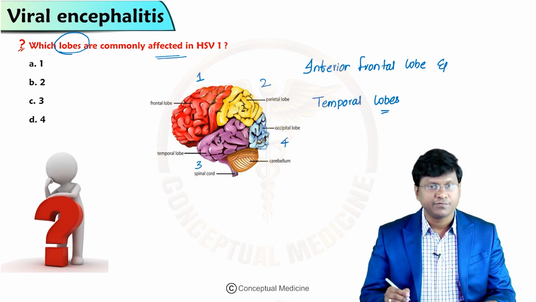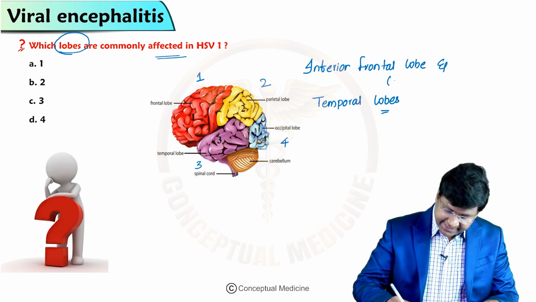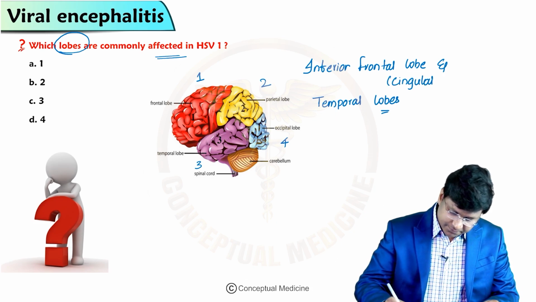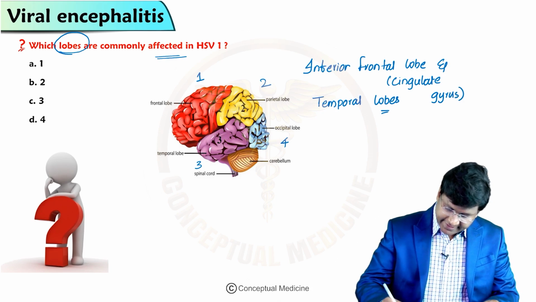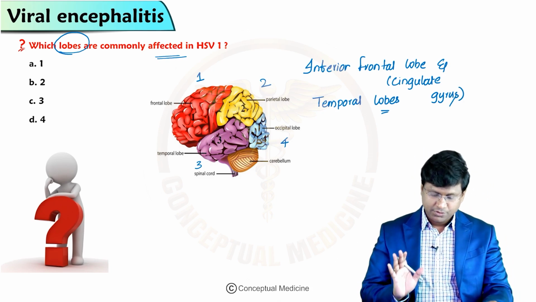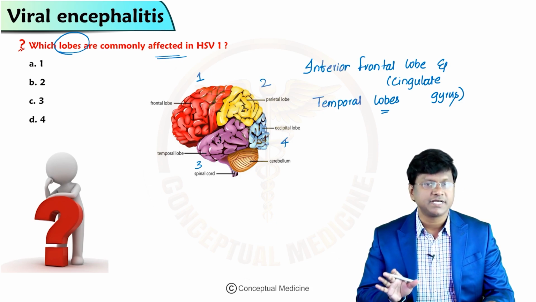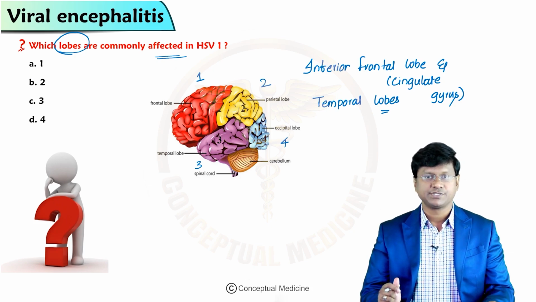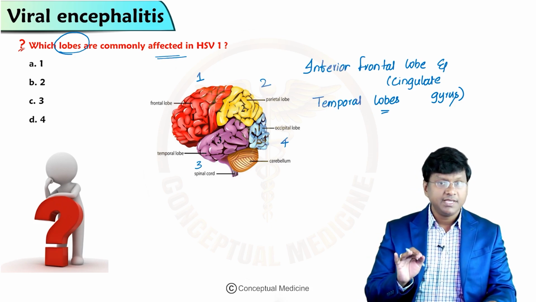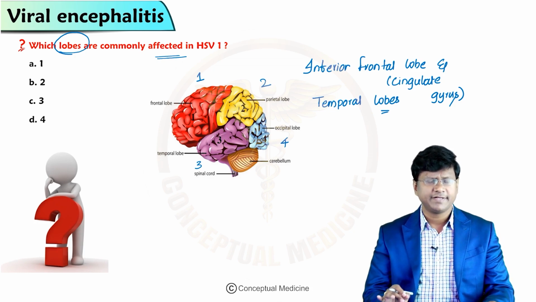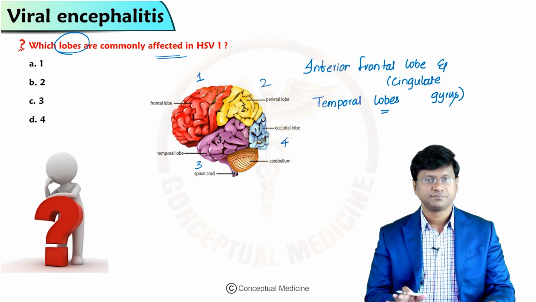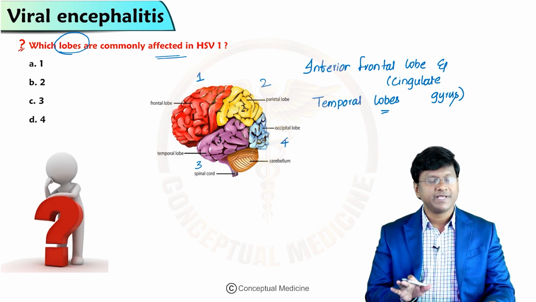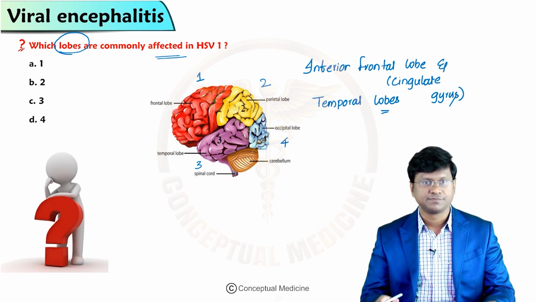So if you take the inferior frontal lobe, that will be the cingulate gyrus. So these are the lobes which are commonly affected in patients with herpes simplex virus encephalitis, right? And in case of encephalitis, if there are focal findings, it is always suggestive of herpes simplex virus encephalitis.